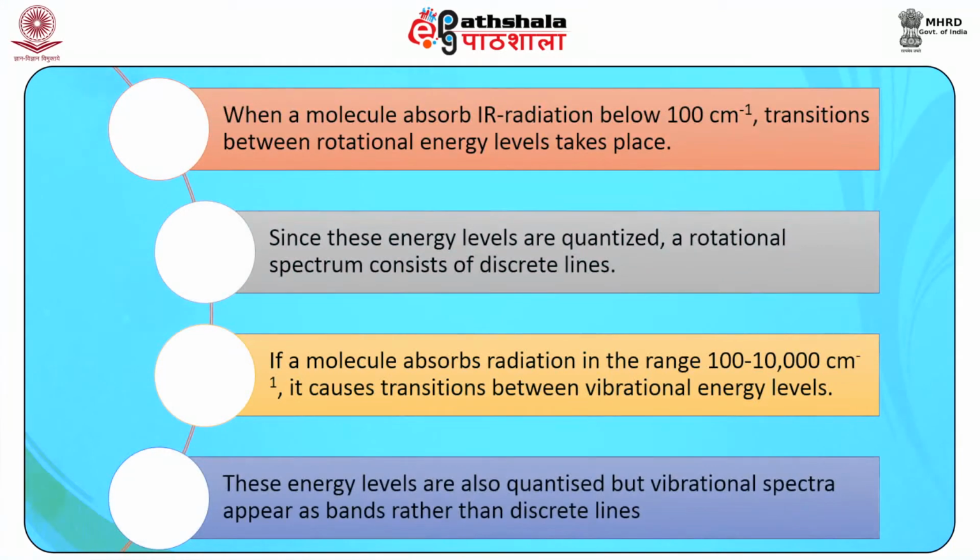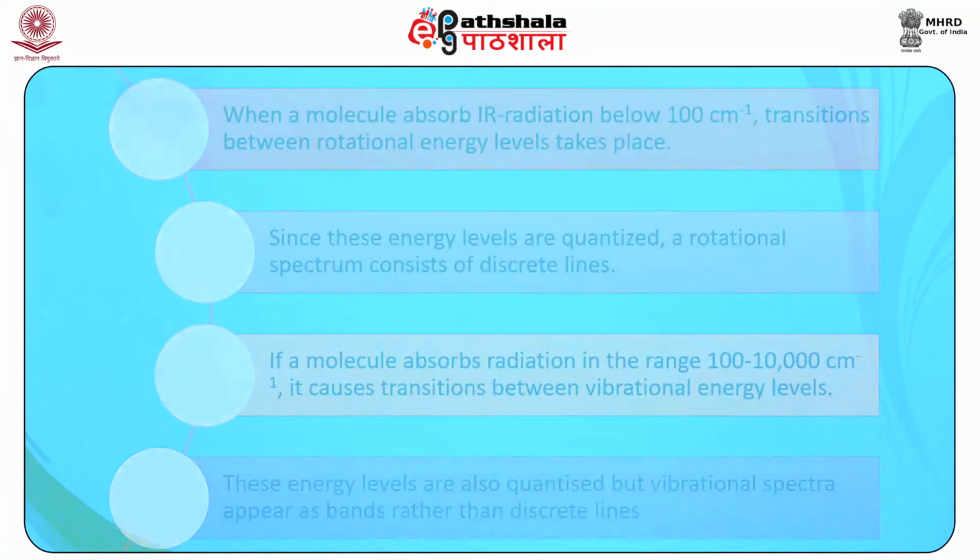Now, when a molecule absorbs IR radiation below 100 centimeter inverse, transitions between rotational energy levels takes place. Since these energy levels are quantized, a rotational spectrum consists of discrete lines. If a molecule absorbs radiation in the range of 100 to 10,000 centimeter inverse, it causes transition between vibrational energy levels. Now, these energy levels are also quantized, but vibrational spectra appears as bands rather than discrete lines.